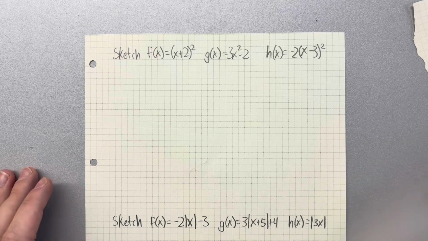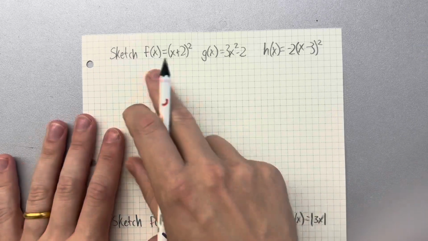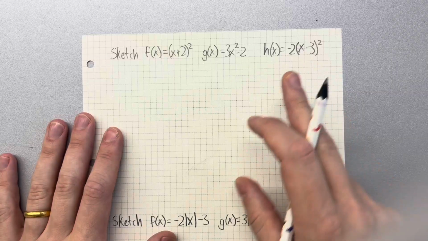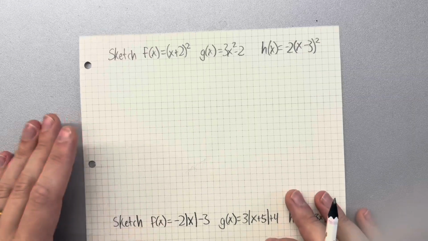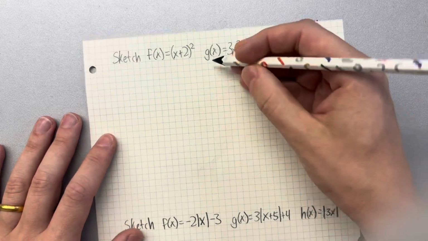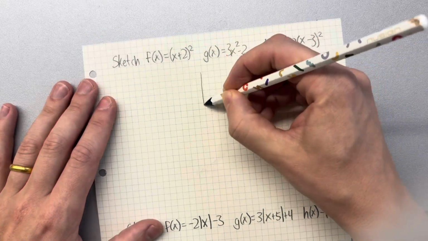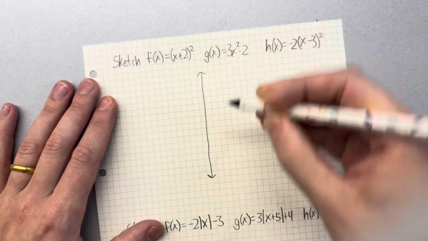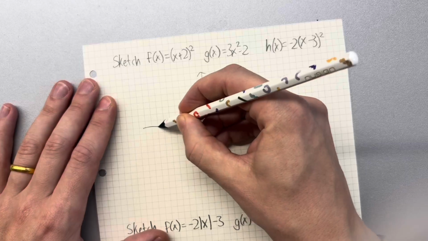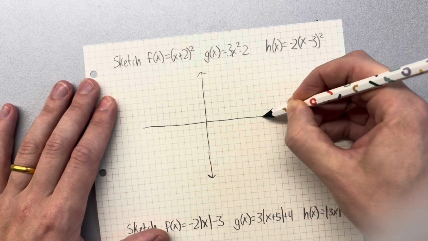Alright everybody, for this video I'm going to be drawing a family of function graphs based on parent graphs. Let's start with the old classic x squared parabola. I'm going to start from scratch here, nothing prepared beforehand. Start with a simple coordinate plane, x and y axis.